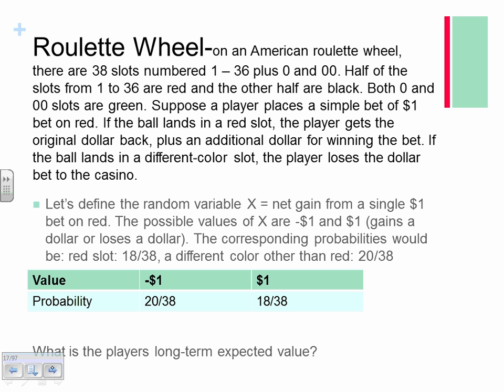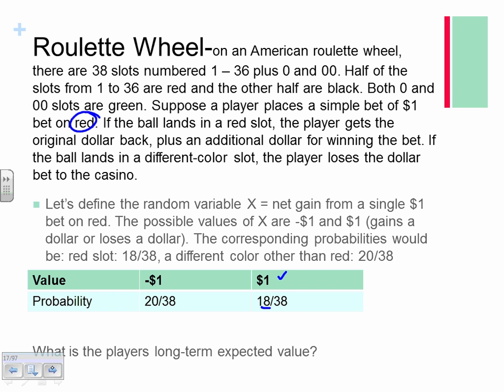So let's see, what did he bet on? He bet on red. Okay, so if I'm betting on red, then I gain a dollar if I win. So how many reds are there? Well, half of 36 would be 18.